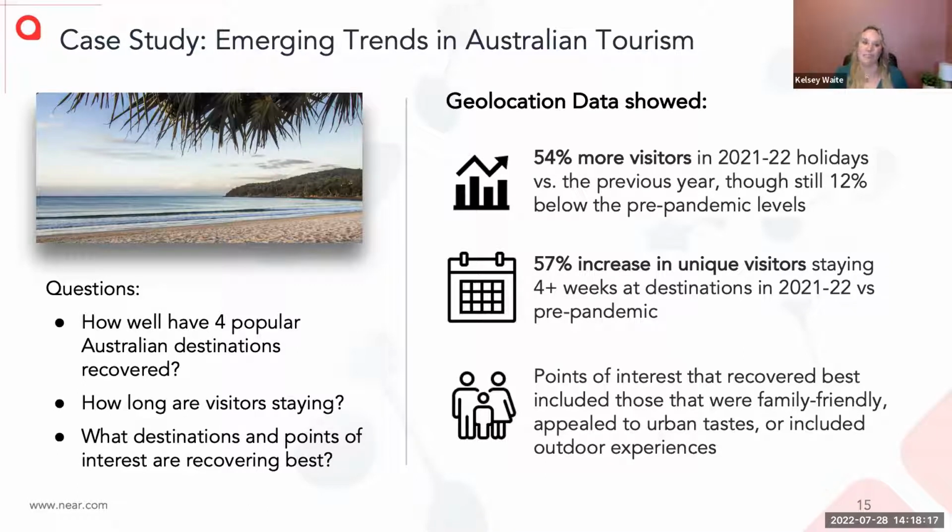And there was a 57% increase in unique visitors staying over 4 weeks at destinations in 2021 through 2022. Again, that mid-December to the end of January is what we considered the holiday season. And then points of interest that recovered best included those that were family friendly, appealed to urban tastes, or included outdoor experiences.